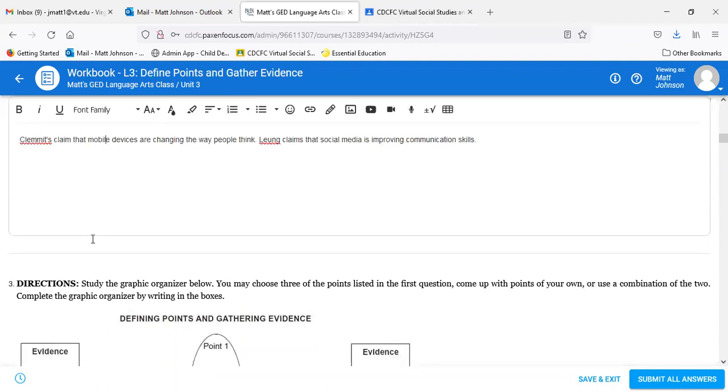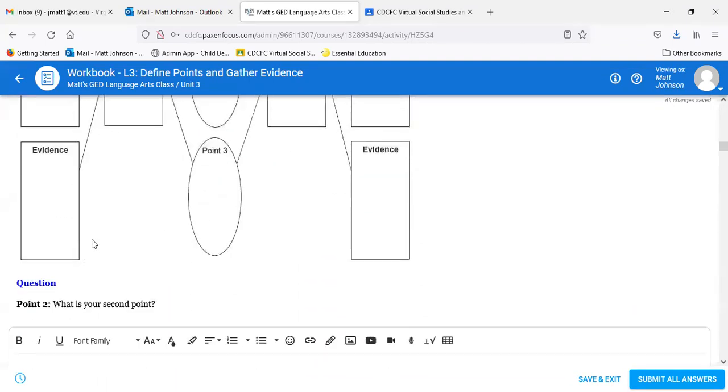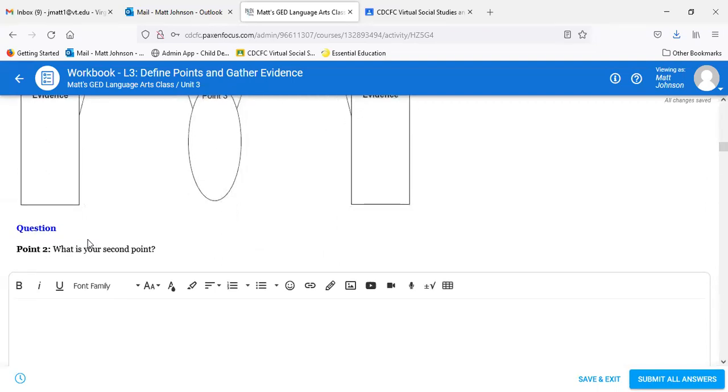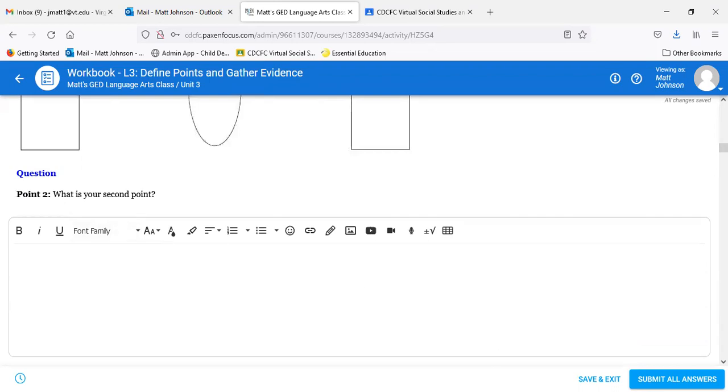Okay, so the next one, number three, I'm going to keep track of these. Second point. So let's look at our web again. We want to try reasons. That would be logical. We could start with their first reasons. Clement, what was her first reason? They can't multitask.